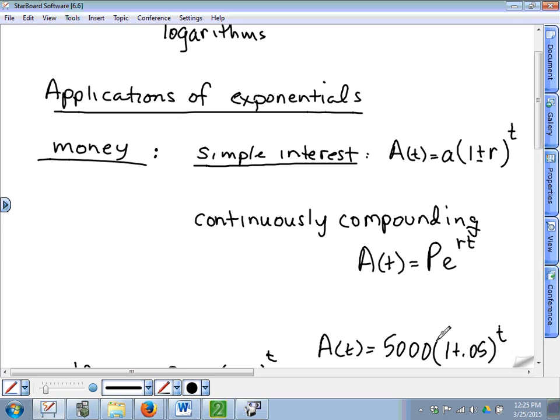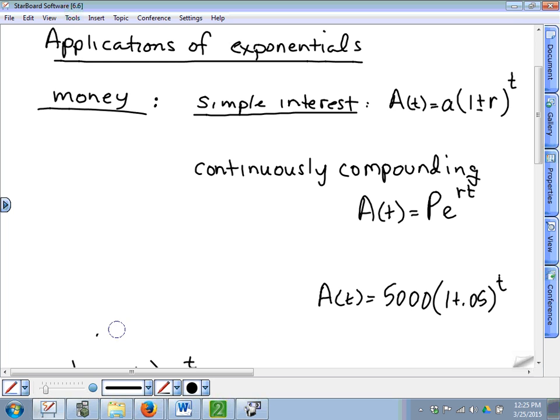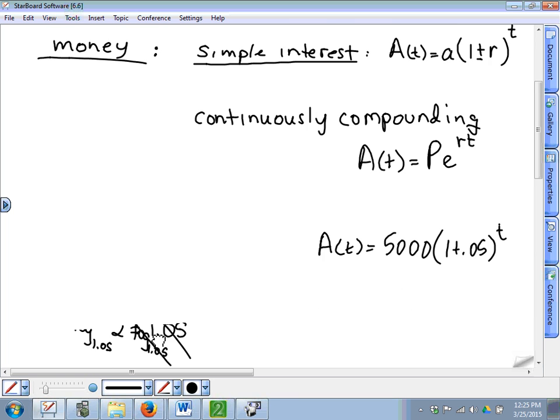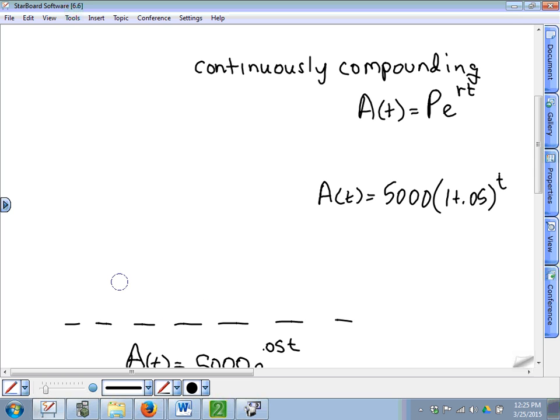How much money is Wanda going to have after 7 years? What do we do with the 7? Put it right up there for t. Yeah. So Wanda puts $5,000 into an account that pays 5% annual interest. How much will she have after 7 years? You just took that in the calculator? Mm-hmm. Just a calculator problem. Sounds about right.